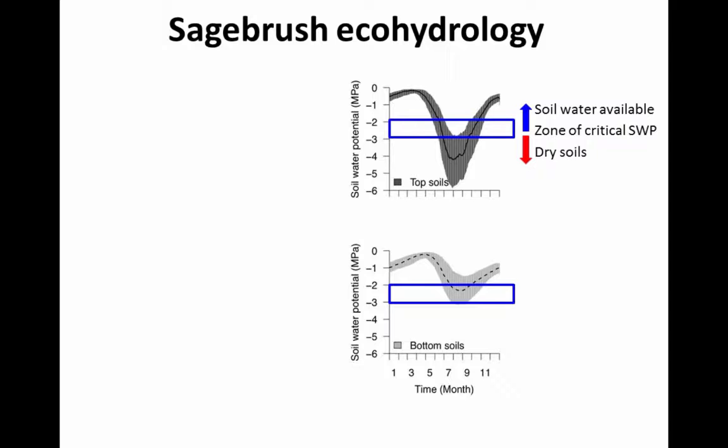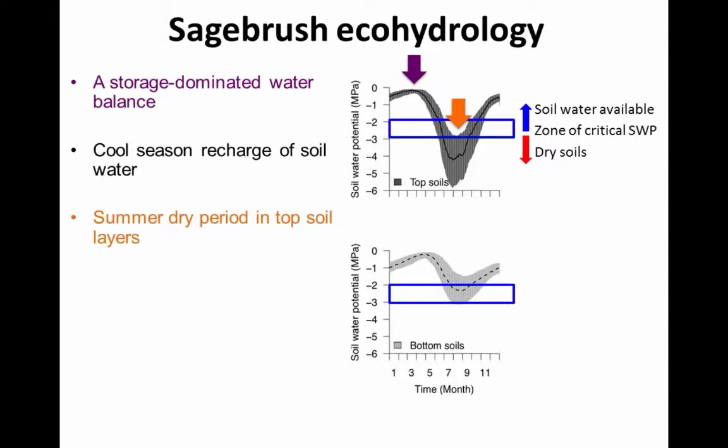The lines I'm showing here are the median condition throughout all those almost 900 sites, for the top soils on the top and the bottom soils on the bottom. And the range is the range of sites for all 898. So, a few key features typically characterize sagebrush ecosystems.